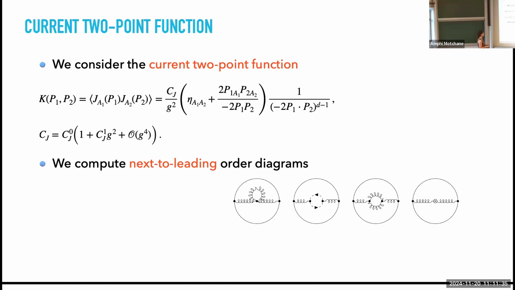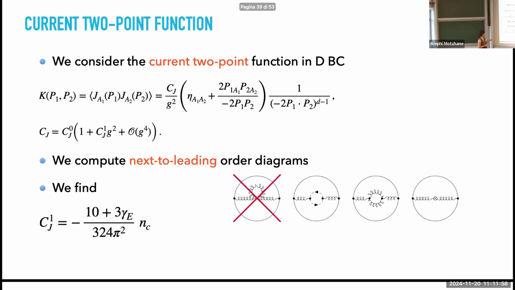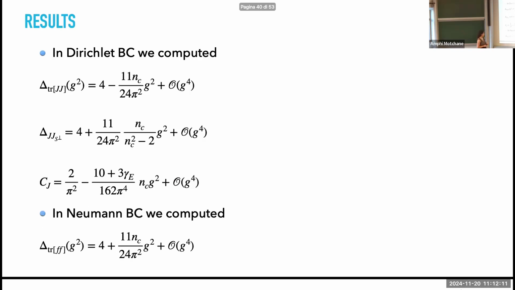Okay, the last computation was to compute the correction to the current 2-point function, the coefficient of the current 2-point function. In this case, these are the diagrams that we computed. We computed the 2-point function of two currents at next to leading order. These are divergent, so we need to add also a counterterm to remove divergences. And we find, okay, this diagram vanishes in our nice gauge. We find this value for the correction of the normalization of the 2-point function.